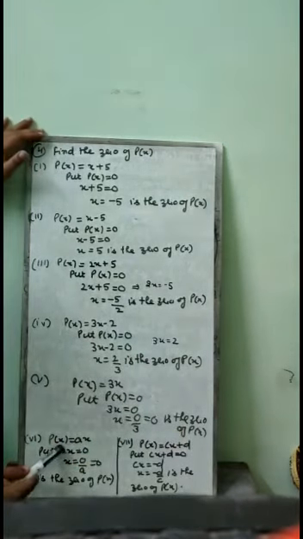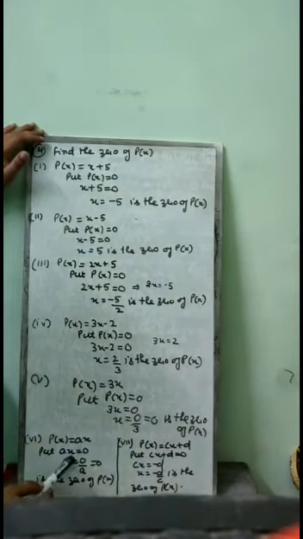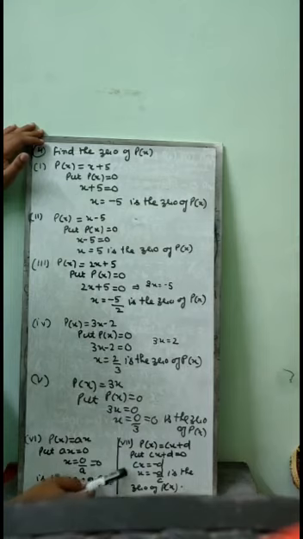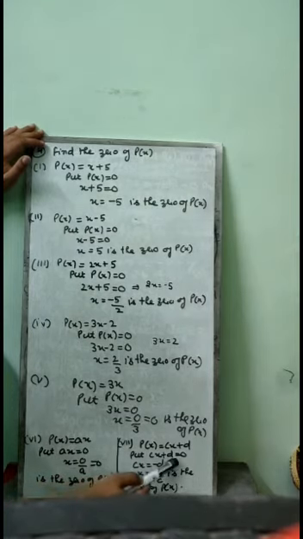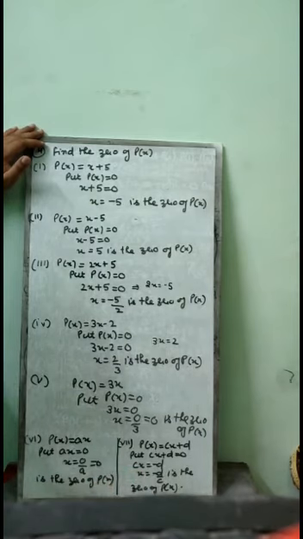In the sixth part, P(x) is Ax. Put Ax is equal to 0. A will go under the 0. Value of x will be 0 upon anything, which is 0. Value of x will be 0. That is the 0 of P(x). In the seventh part, put Cx plus d is equal to 0. Firstly, d will go to the other side, it will become minus d. Then c will go under, it will become minus d by c, which is the 0 of P(x).